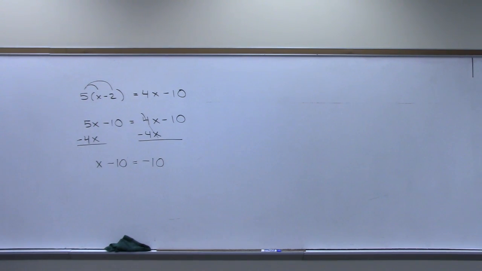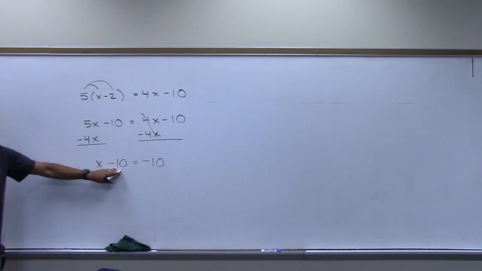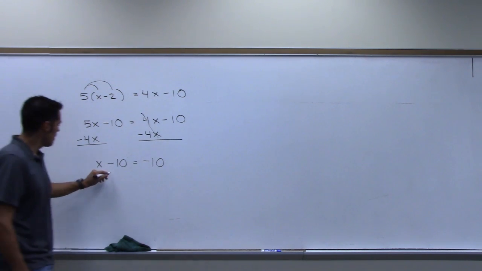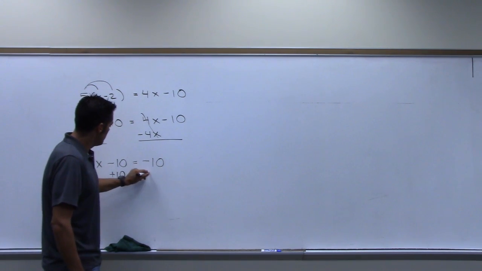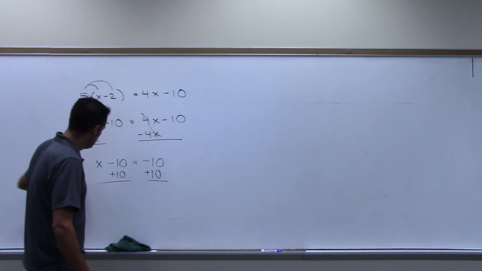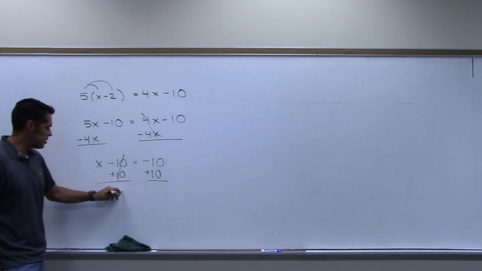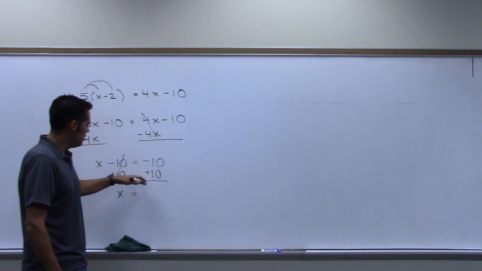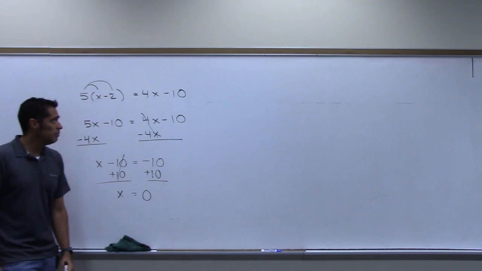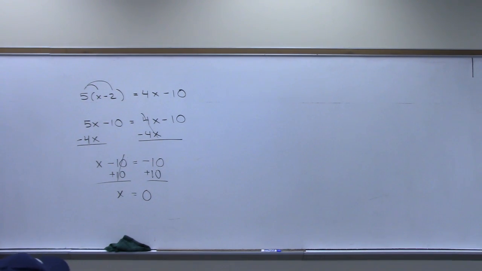And finally, I'm trying to get this x alone, I need to get rid of the minus 10. So add 10. And this is gone. We just have the x, and then over here, 0. X is 0. That's supposed to be the answer.